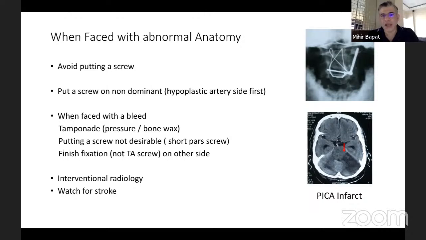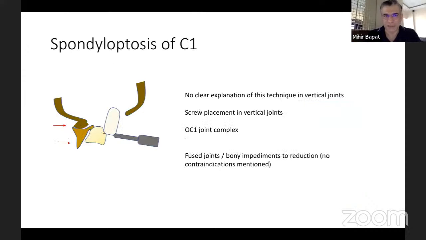Now, when you are faced with an abnormal anatomy, just avoid putting the screw. Use the occiput and the subaxial spine if possible. Put a screw on the non-dominant side. That means if there is an aplastic artery on one side, use that because the other side may be dominant. When you are faced with a bleed, avoid temptation of putting the screw to get away with it because you may damage the vertebral artery further. Try to achieve a tamponade. Finish the fixation on the other side, which should be essentially non-screw in the C1C2, and refer the patient to interventional radiology just to see what type of damage has been done.